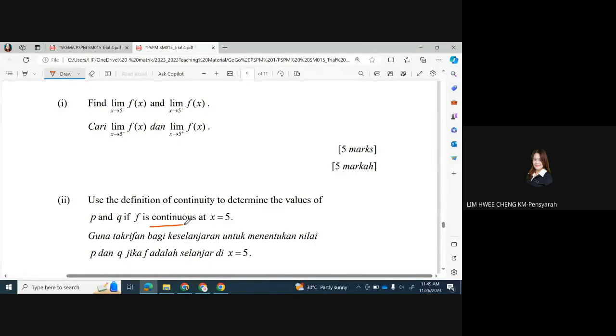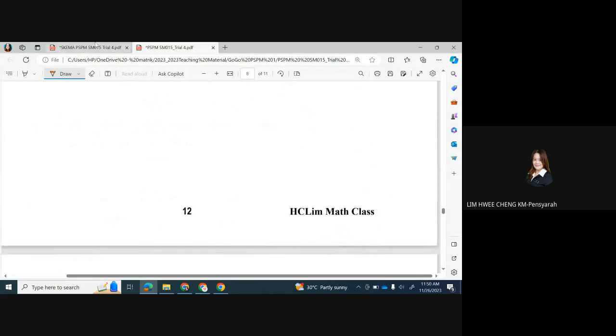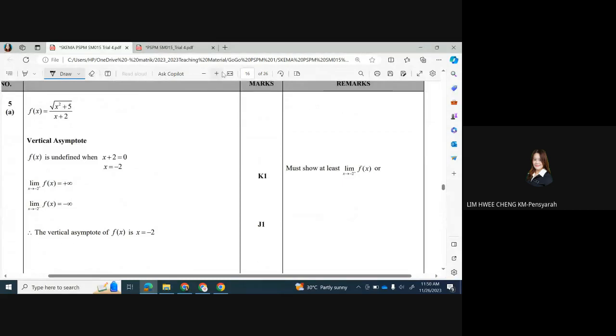So, kalau f is continuous, maksudnya you punya f(5) ini mesti sama dengan limit when x approaches 5 of f(x). Okay. So, sama ada sama dengan kiri atau kanan. Okay, so first of all, we look at the function given.